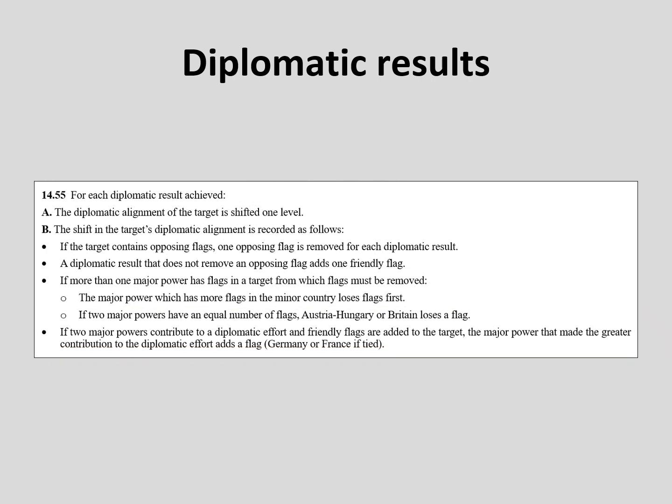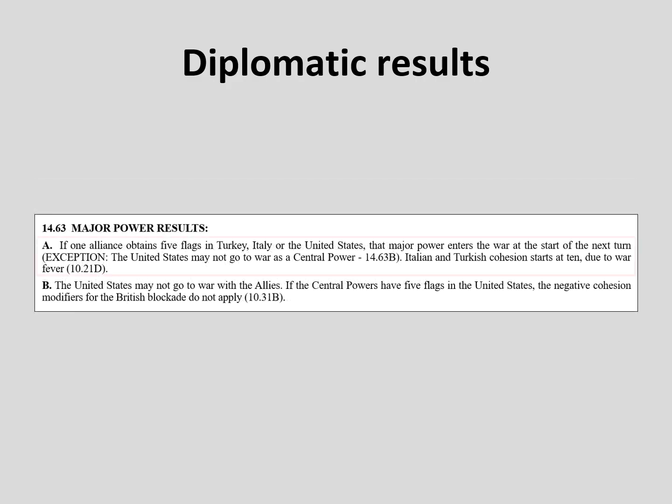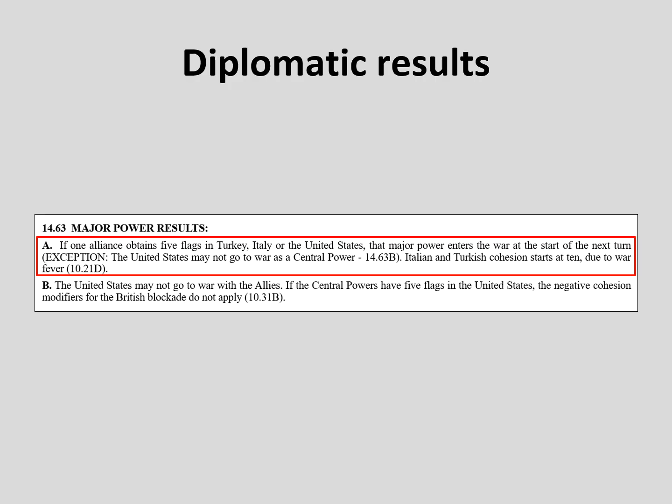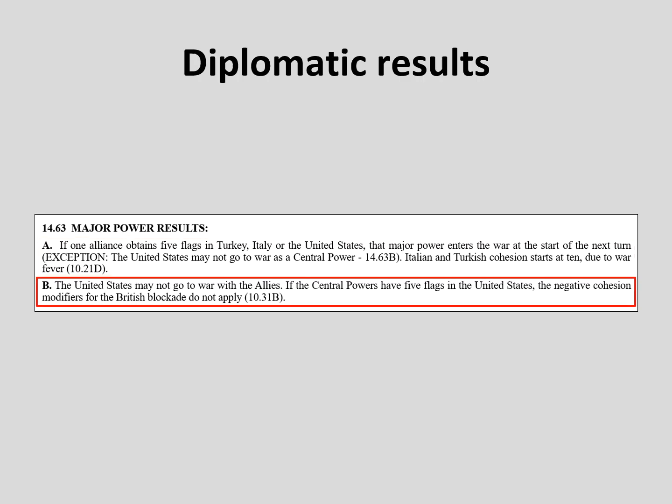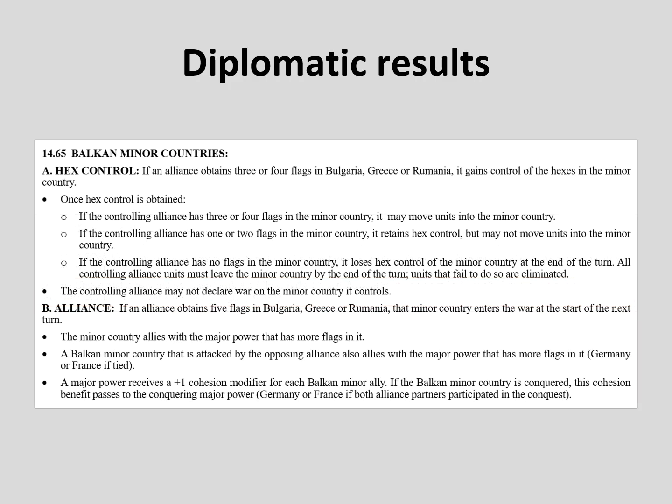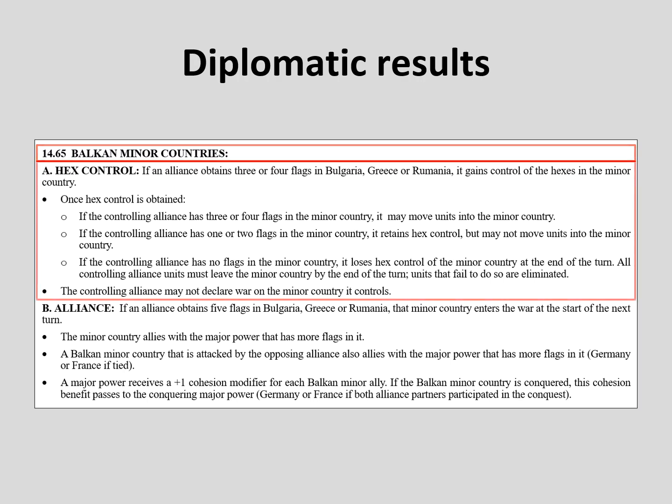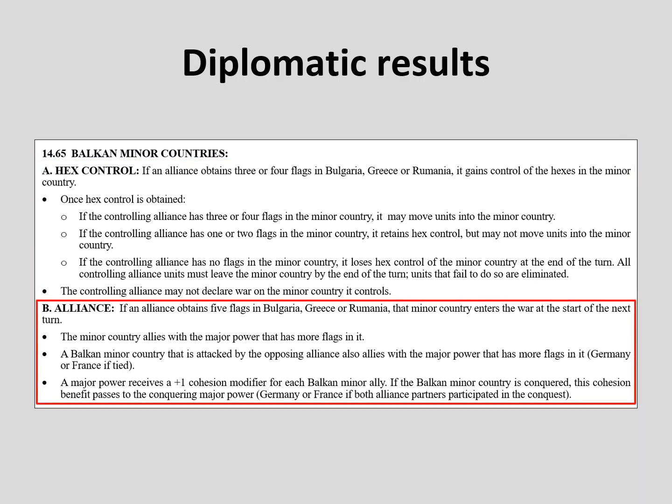Rule 14.55 explains the mechanics of how diplomatic results are implemented. 5 flags in a major power causes that major power to enter the war on the side of the alliance achieving that result. The only exception to this is that the US won't go to war with the Allies, but 5 Central Powers flags in the US breaks the British blockade. For the 3 Balkan minor countries, 3 flags gives hex control. 5 flags causes that Balkan minor country to enter the war on the side of the alliance achieving that result.